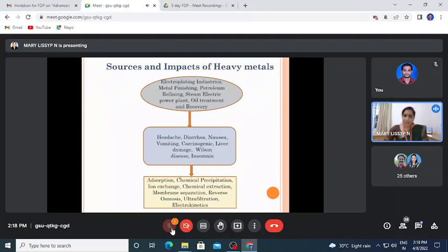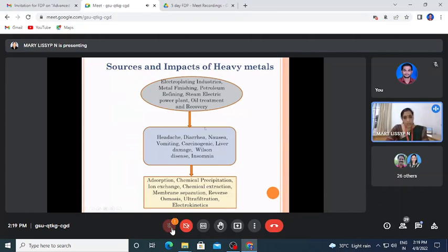These are all general things, but anyway, I am covering the slides. You can see the sources and impacts of heavy metals. As I already mentioned, rapid industrialization. You can see the types of industries releasing different types of heavy metals into the soil and the water, mainly electroplating industries, metal finishing industries, and many others. And what health issues are created by the presence of these heavy metals is also given here. You can see carcinogenic diseases, liver damage. So we have to think about the removal of heavy metals from the soil and from the water.